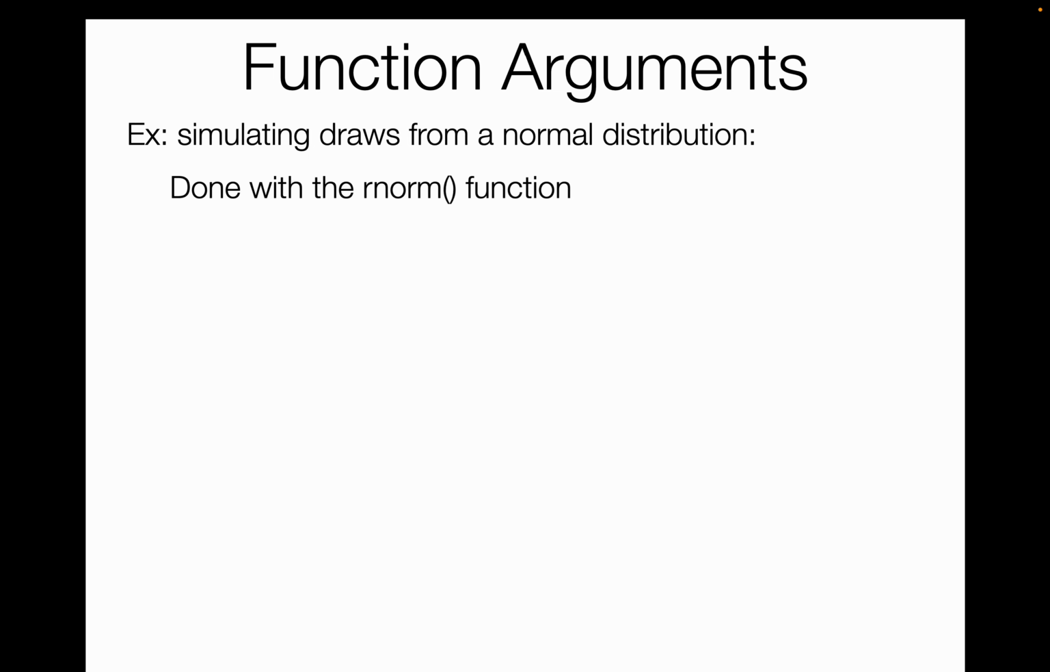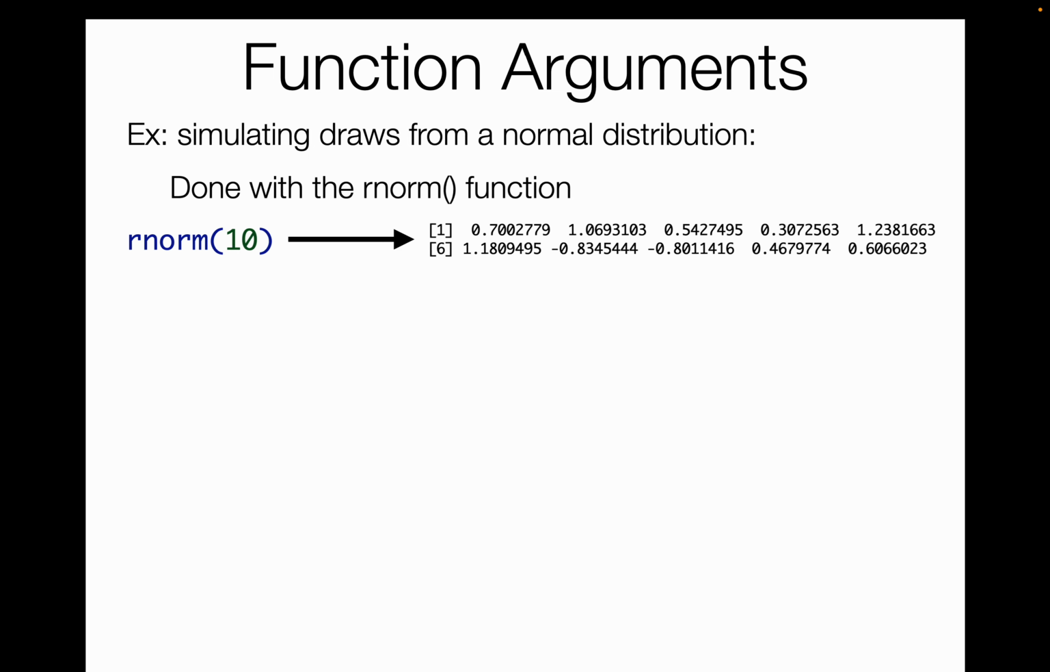So I have an example here. I want to simulate draws from a normal distribution. Now, this is a very statsy example. I want to generate 10 random numbers that happen to come from a normal distribution, that they're distributed in some way. Don't get too stuck on what I actually want to do. And so I do this. It's easily done with the rnorm function.